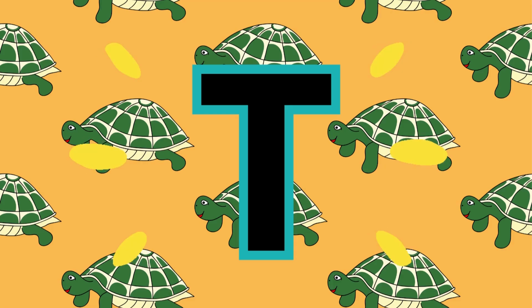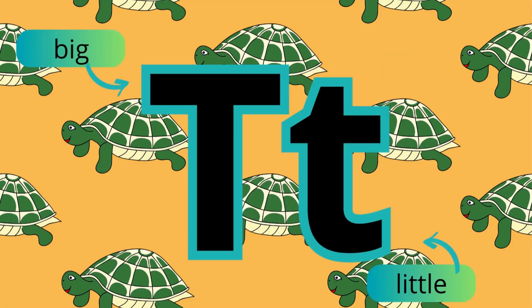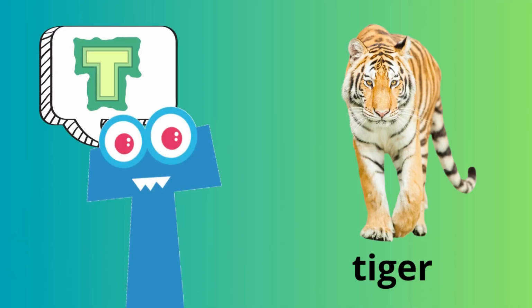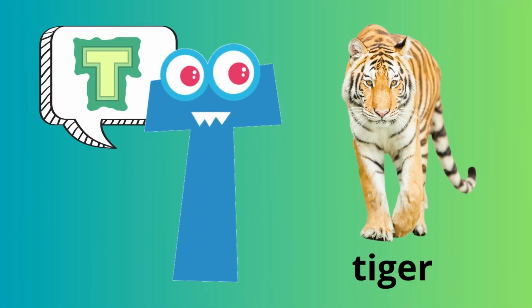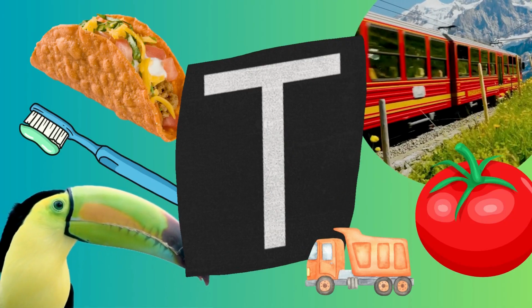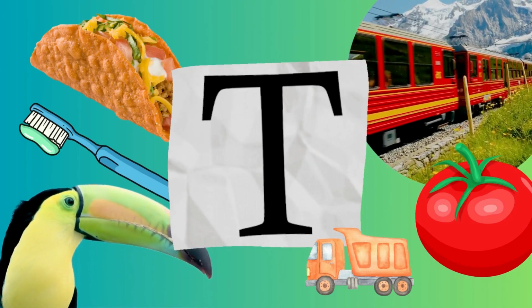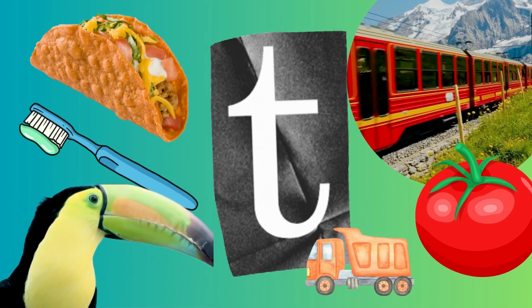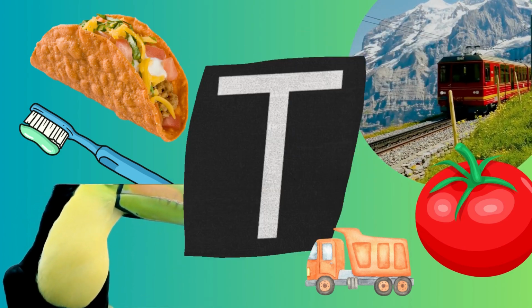This is the letter T. Big T, little t. The letter T makes the T sound like tiger. A lot of words begin with the letter T, like taco, toothbrush, toucan, train, truck, tomato.